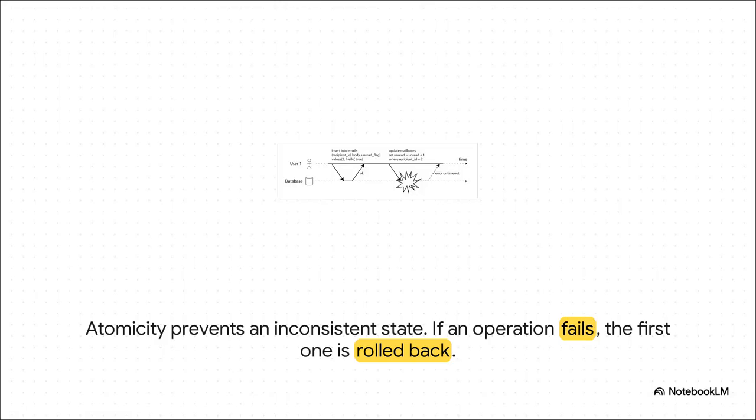And this diagram just shows it perfectly. Let's say user 1 is trying to perform two related updates. The first one goes through, it succeeds. But then, right after that, something goes wrong. An error, a timeout, doesn't matter what. Without atomicity, that first write would be stuck there in the database, leaving everything in an inconsistent state. But with atomicity, the database just says, nope, the whole transaction failed, and it rolls back that first write, keeping all your data clean and correct.